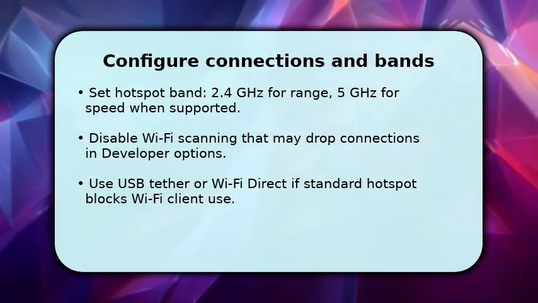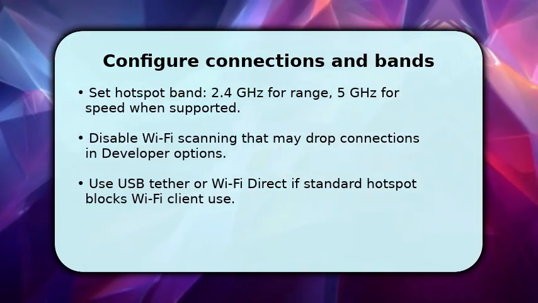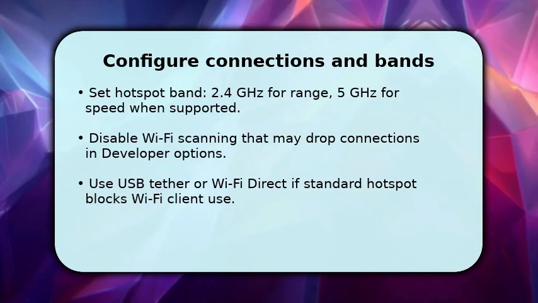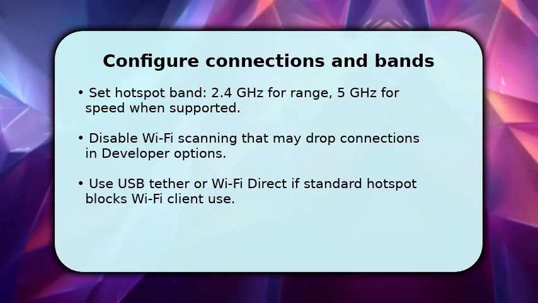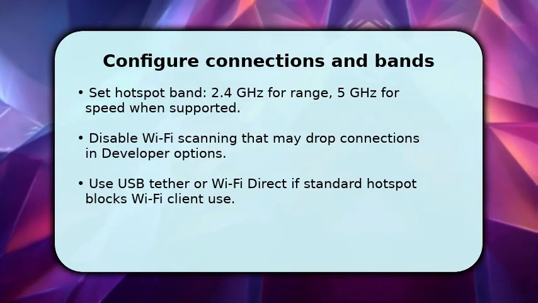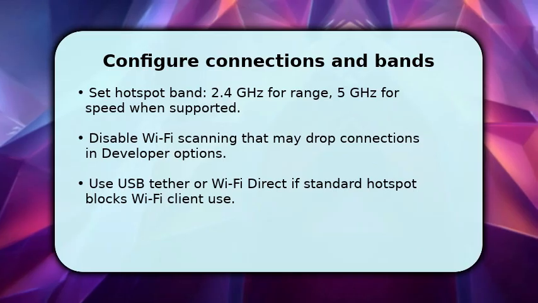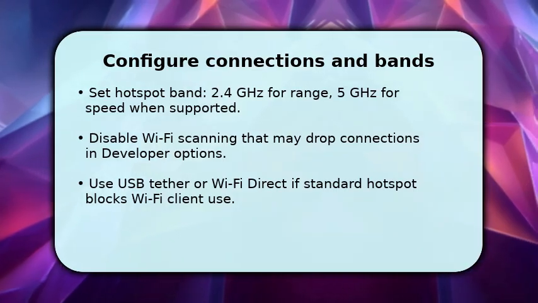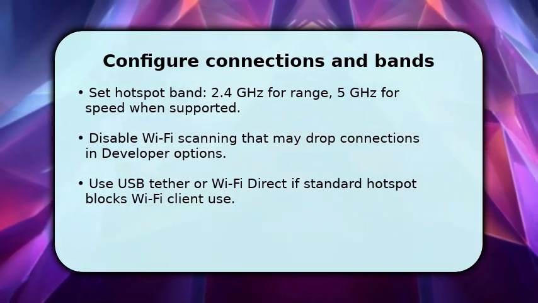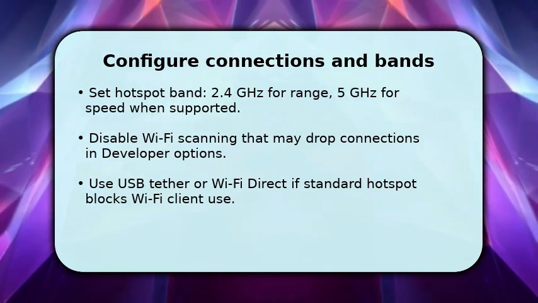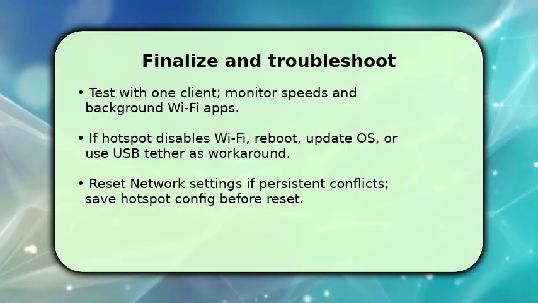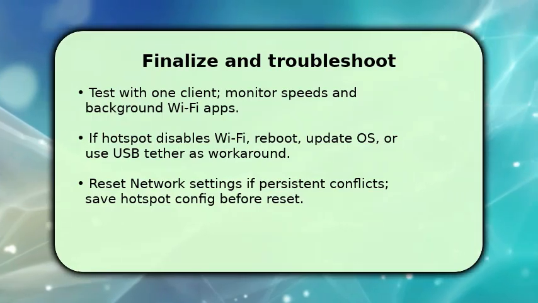If the phone disconnects Wi-Fi when enabling hotspot, open Developer Options and disable aggressive Wi-Fi to cellular handover and Wi-Fi scanning, which can interrupt the client. Alternatively, use USB tethering or Wi-Fi direct to share data without forcing the phone to drop its existing Wi-Fi client connection. Finish by connecting one client device to the hotspot and observe performance.